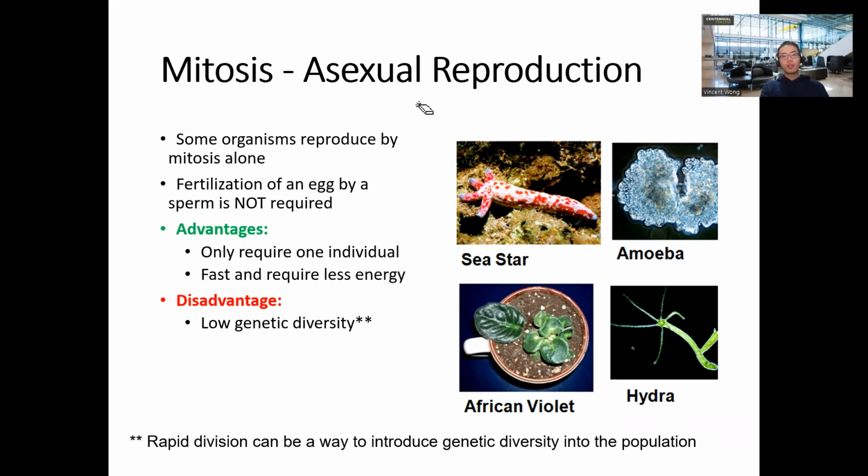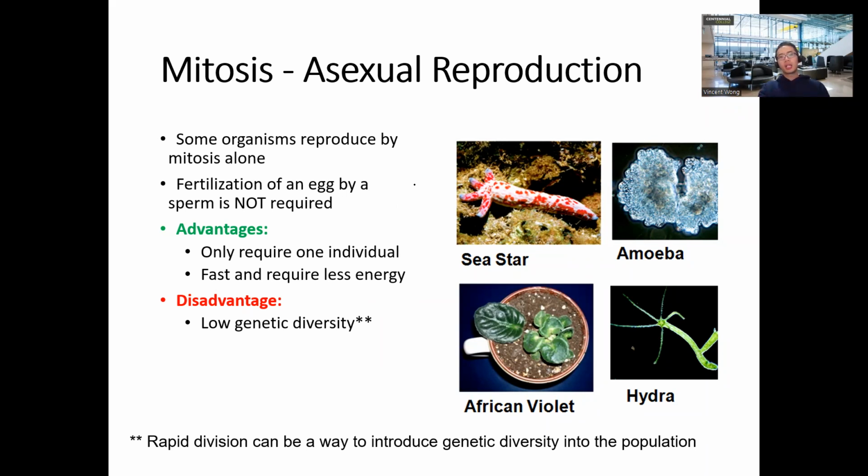In this kind of reproduction, asexual reproduction, no fertilization is necessary. No egg, no sperm is needed, and you only need one individual to do it. So that's an advantage, right? Sometimes it's hard to find a mating partner in nature, because the organisms don't necessarily live close to each other. And so if the organism requires just itself to reproduce, through mitosis, then they can reproduce basically anywhere. And it's a much faster process, and it requires less energy.